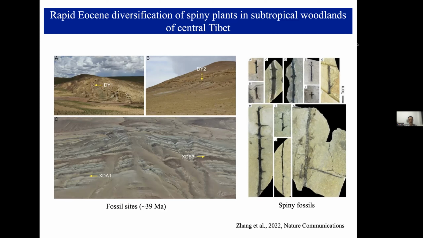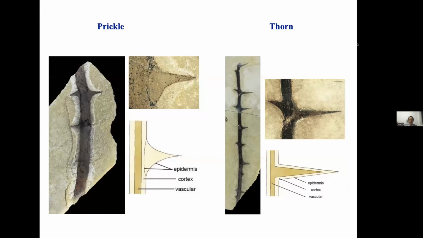On the left are the fossil sites. You can see nowadays just low trees and very few plant species can grow there. We have classified these spiny fossils into different types, and there are 7 morphotypes in total.